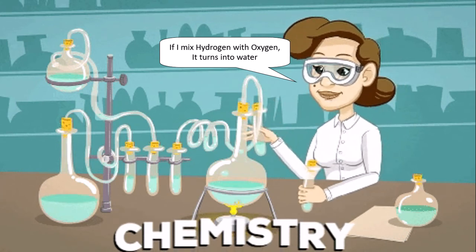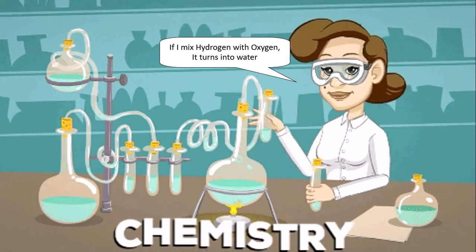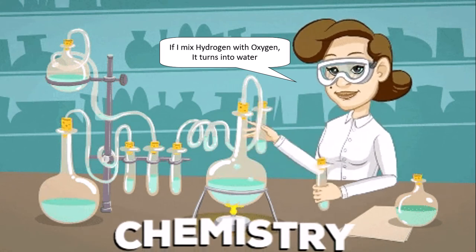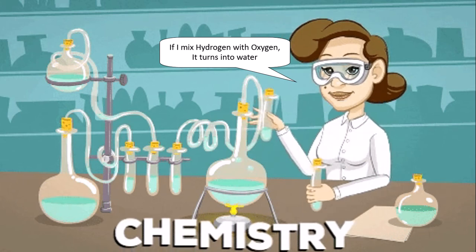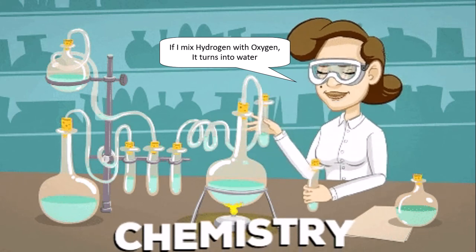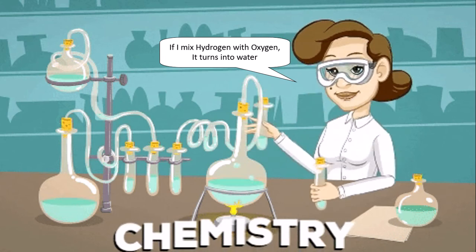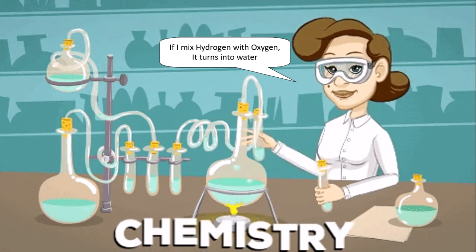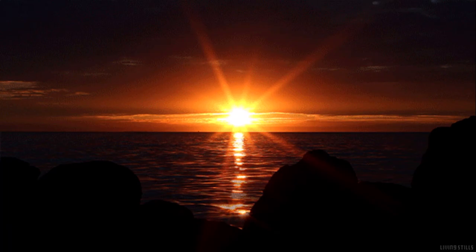We have an if clause. If I mix hydrogen with oxygen, then we have a result clause. It turns into water. So I can have water only if I mix hydrogen with oxygen. It means the result can happen only if the if clause happens, and this is conditional simply. Let's move to another example.